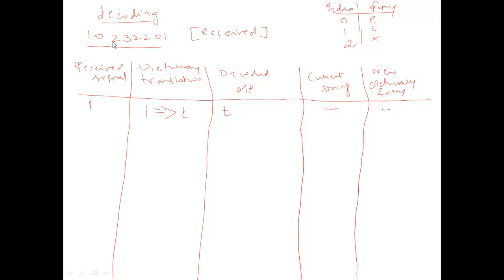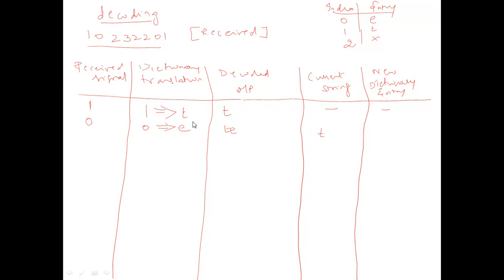Now the second received signal is 0. Again the receiver will check whether 0 is there in the dictionary. Yes, 0 is there. The entry is E. So 0 will be translated as E. Now the decoded output: T is already there, and currently E is there. So this is the decoded output. Now what is the current string? The current string is nothing but whatever is the previous translation.